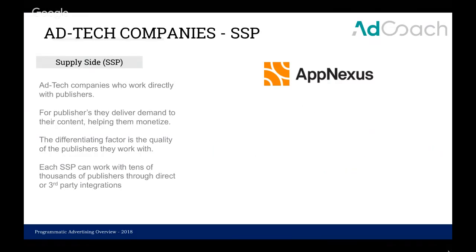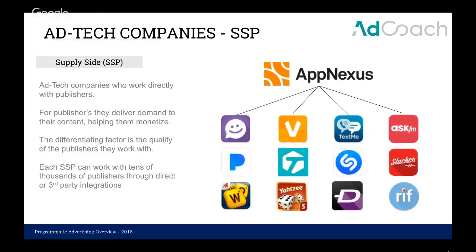So if we're talking about AppNexus, for example, AppNexus is an SSP, and they may work with a number of different apps. Obviously, this is an example handful, but we see things like games like Words with Friends, music apps like Pandora. You've got Shazam. There are messaging apps, a whole bunch of different types of apps in here. The differentiating factor is the quality and the number of publishers they work with. What makes AppNexus different from Sovrn or MoPub or InMobi or any of the other SSPs has to do with the inventory that they have.